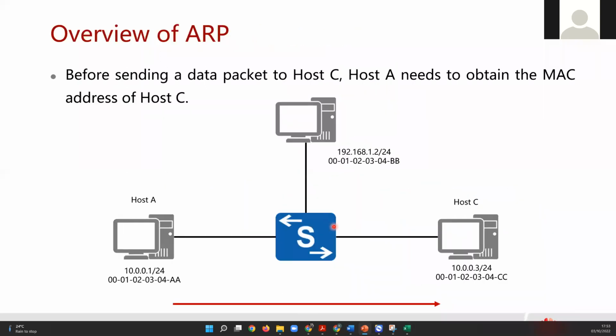So here is an overview of ARP. Before sending a data packet from host A to host C, host A needs to obtain the MAC address. This is the MAC address, and you can see it usually looks like this. This is the IP address in CIDR notation, this is a MAC address. So it needs to obtain the MAC address for host C.